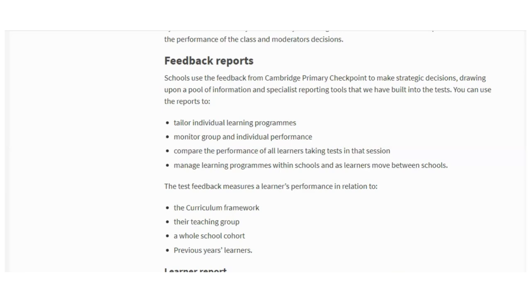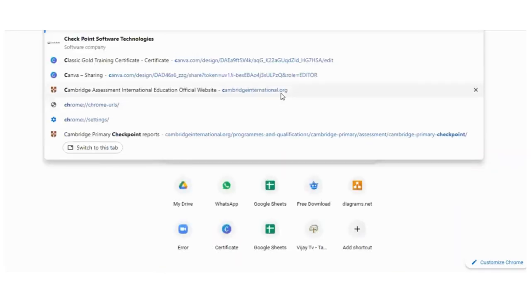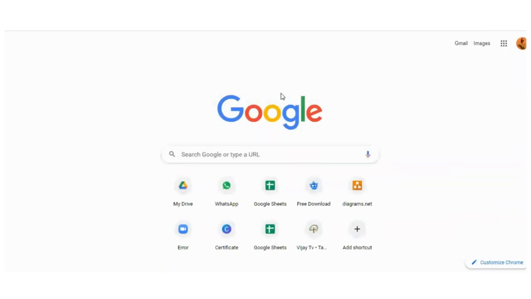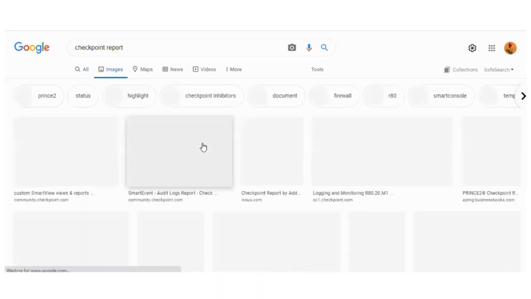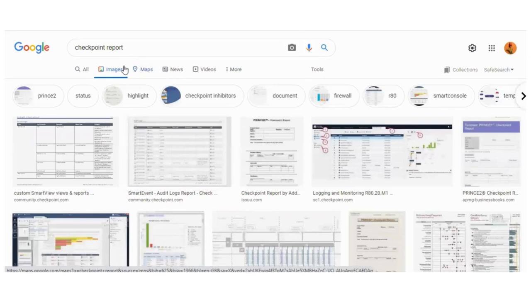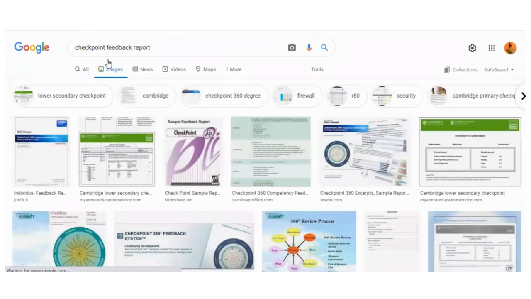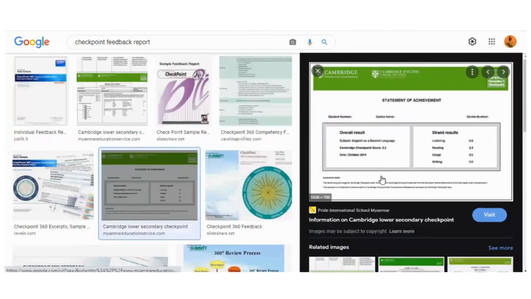Now, about the Cambridge report, I think it's best I pull up an example to show you how it looks. Okay, I think I should search for feedback report maybe. That might be better. Oh, it's basically like this, I think. This one's a good example.